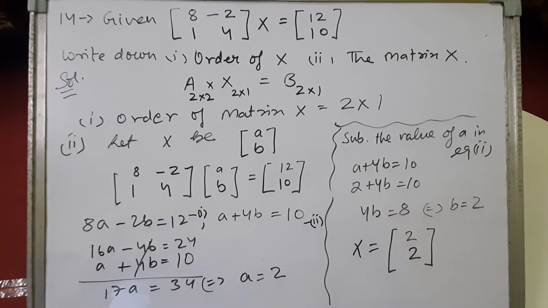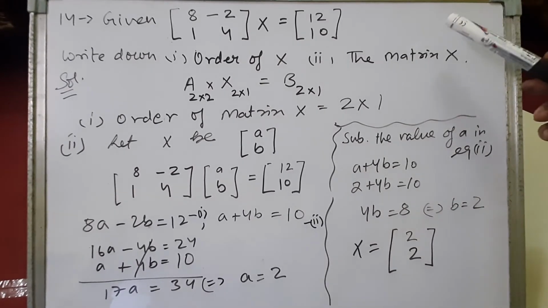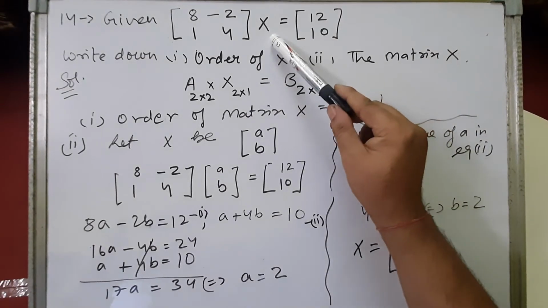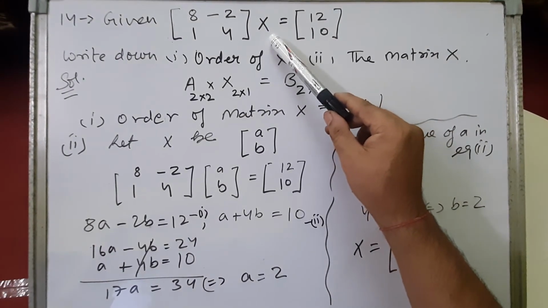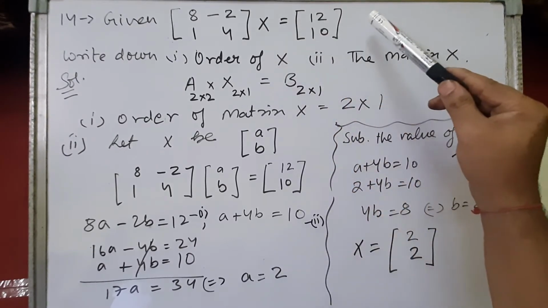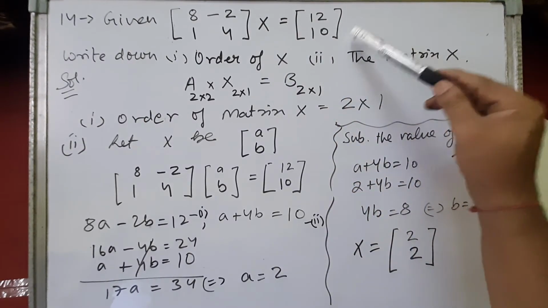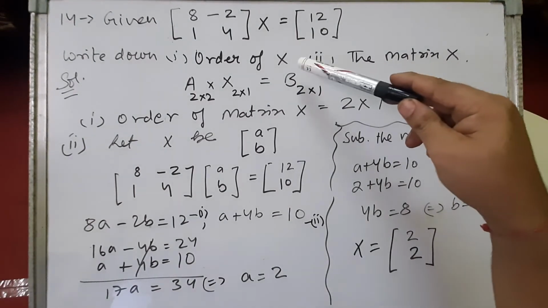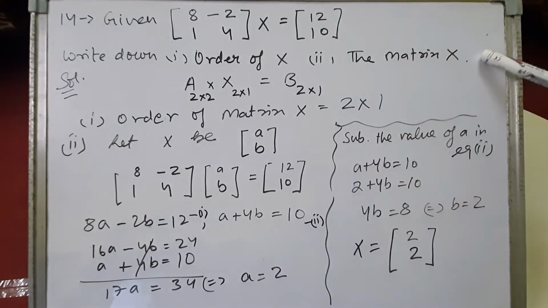Okay, let's see another sum, children. This is question number 14. In this sum it is given that matrix, a 2 by 2 order matrix, 8 minus 2 first row, 1 4 second row, into x is equal to a single column, 12 and 10. So write down the order of x, and the matrix x we have to calculate. Let's calculate the order first.